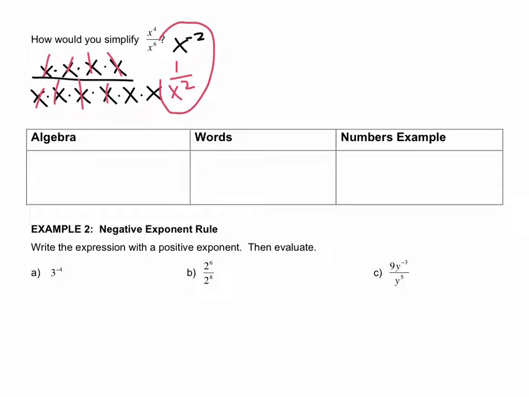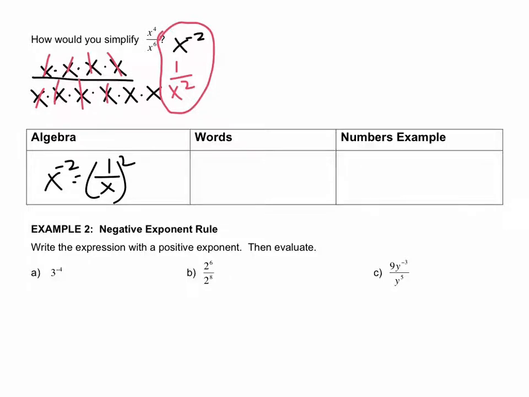So this is the concept I want to talk about now. What do negative exponents mean? Well, if you notice, this exponent is kind of the same as this exponent, only this one's positive and this one's negative. And the base kind of looks the same, x in both of the bases, but this is a fraction and this is not a fraction. So let's write that down in our algebra box. x to the negative 2 equals 1 over x to the positive 2.